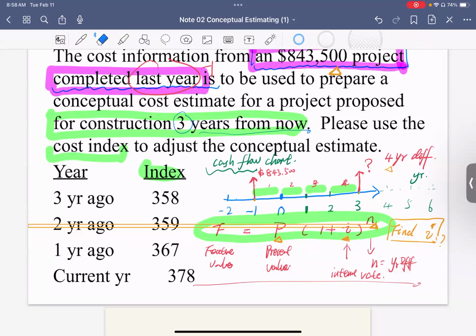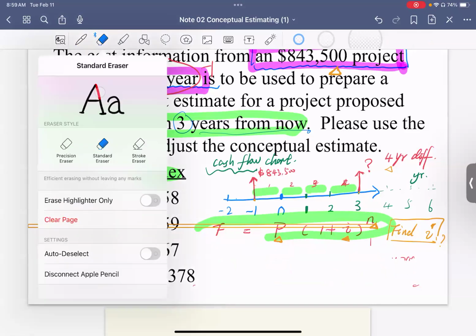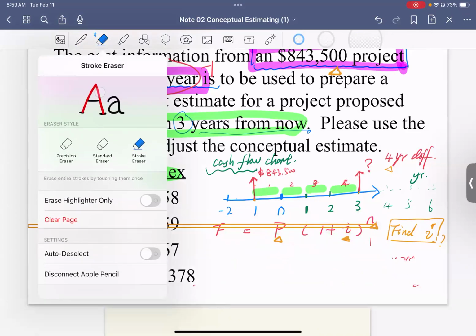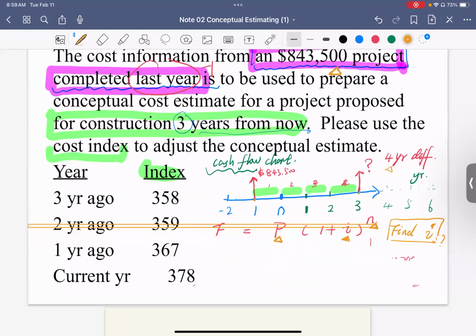So before we move on, let's take a look at how to find the n first. So if you're given something like this, what we do is we always convert this into a now and future model, right? So what we do is we can do this.